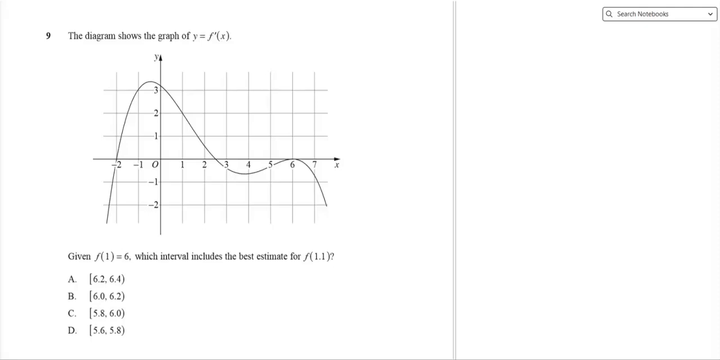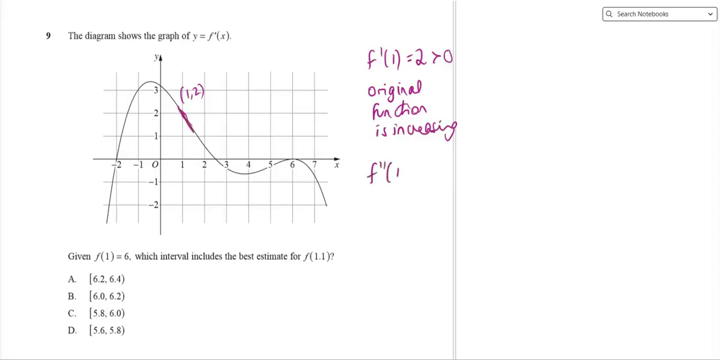Okay, notice that we are given the first derivative. We're especially interested in what's going on around x equals 1. And we can see that this point here is 1, 2. So we know that f dash of 1 equals 2, which is positive. A positive slope tells us the original function is increasing. We can also see that the slope of this function is negative. A negative slope tells us that the second derivative here is negative, which means the original function is concave down.